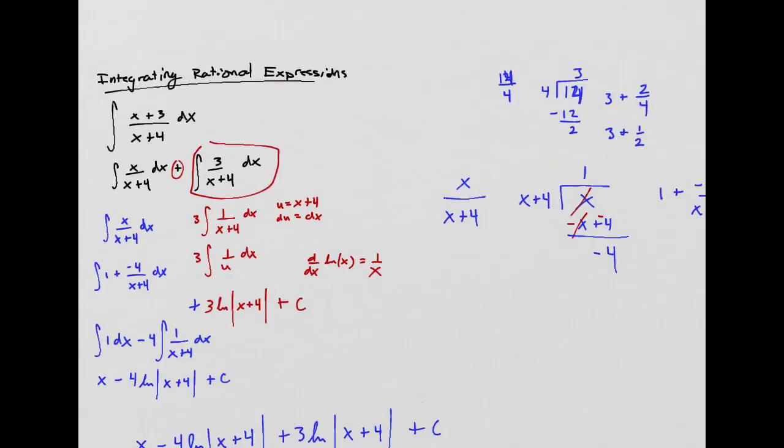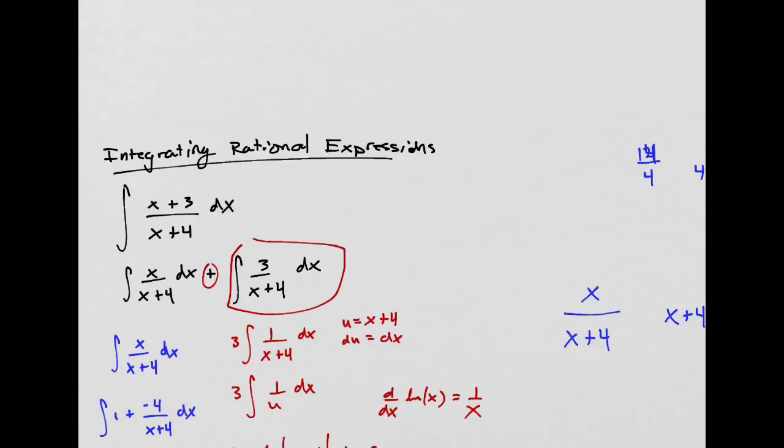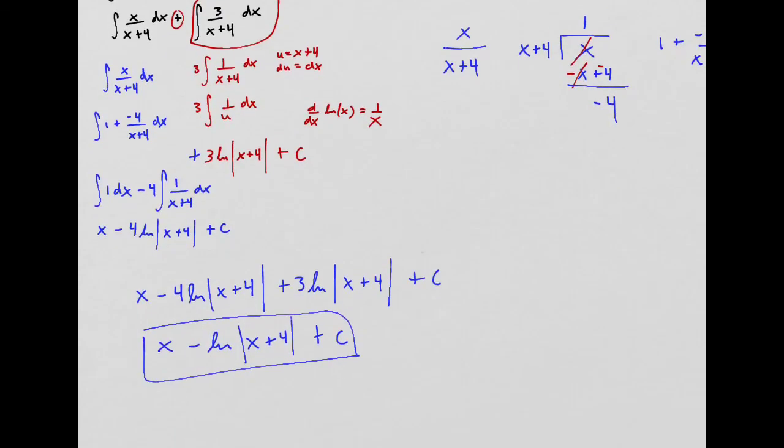So anytime you're integrating a rational expression, and the degree in the numerator is larger or equal to the degree in the denominator, then you can use long division. And then it makes it super easy.